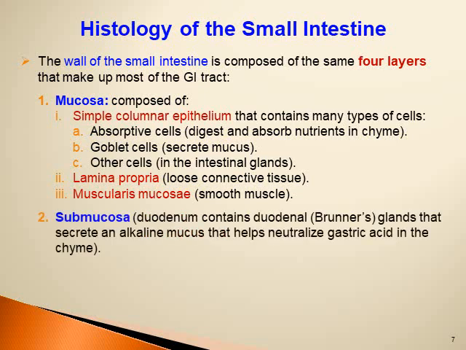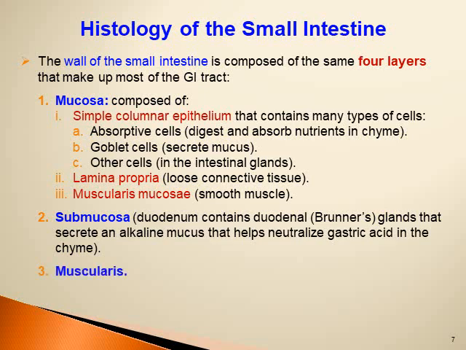Next to the mucosa is the submucosa. In the duodenum, the submucosa contains duodenal or Brunner's glands that secrete an alkaline mucus that helps neutralize gastric acid in the chyme. This function is very important because the duodenum is the first part that receives the acidic chyme. So the function of this gland is important in neutralizing the acidic chyme as it enters the duodenum from the stomach during gastric emptying.